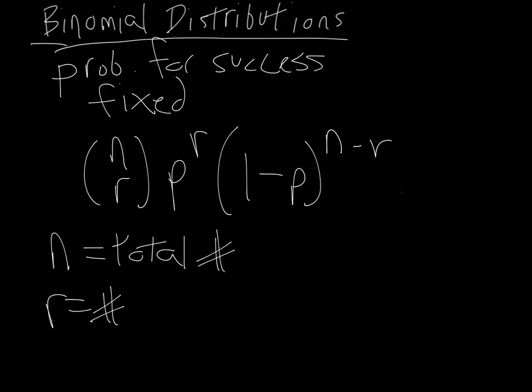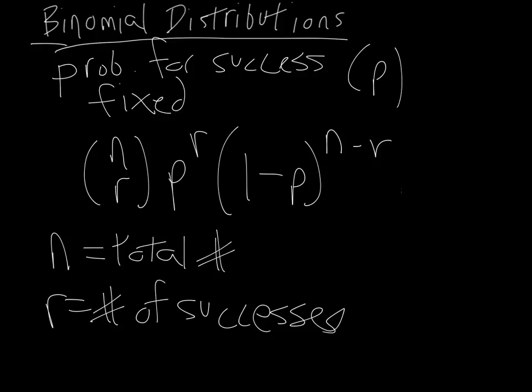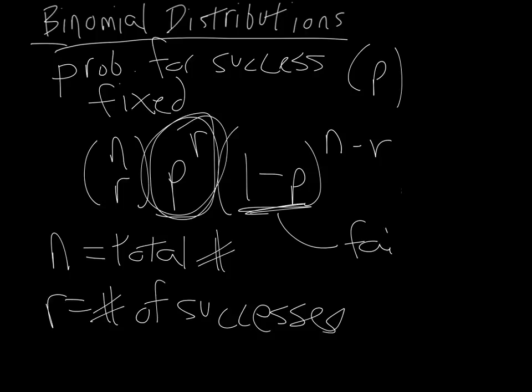r is the number of successes. Okay, p, we already said, is your probability for success. So think of this part as probability for success to the power of how many successes we want. This is your probability for a fail. And this is how many fails.